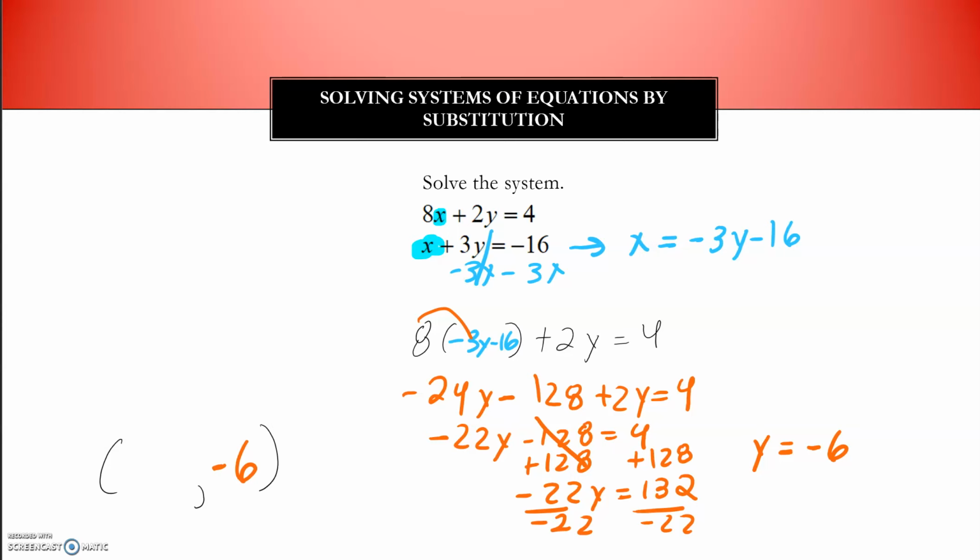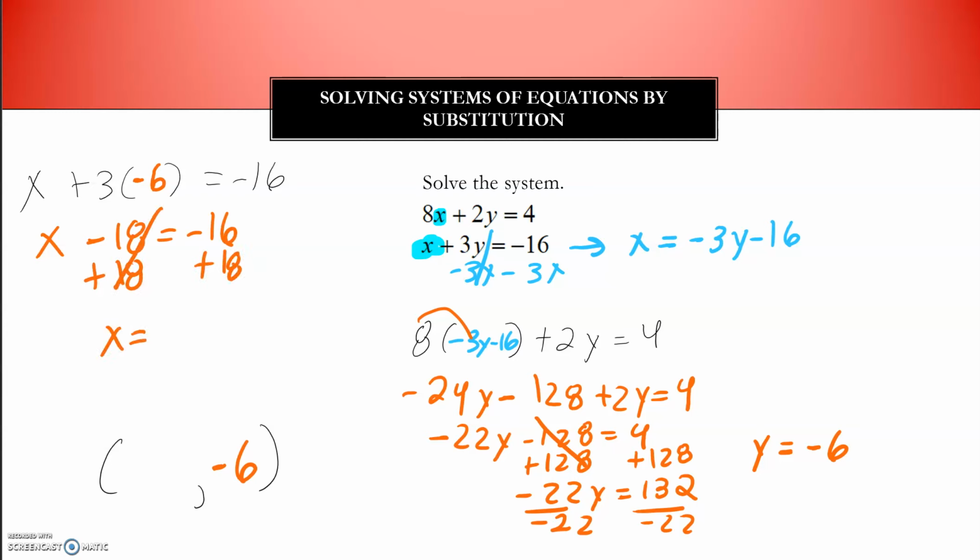You can choose what to do. I'm going to actually use the original first equation. And the reason I do that is just because if I made a mistake, it's better to use what I was given than what I found. So I get x minus 18 equals negative 16, and I'm going to add 18 to each side. x equals positive 2. So 2, negative 6 is the final answer. Okay?